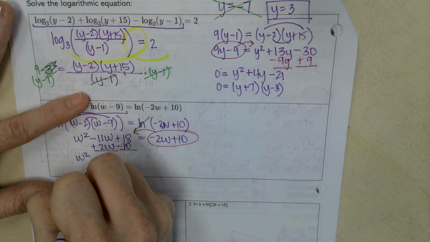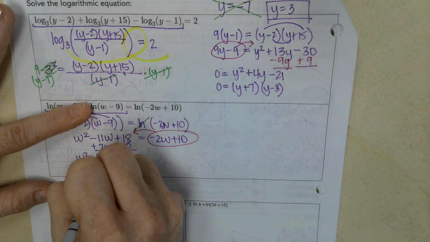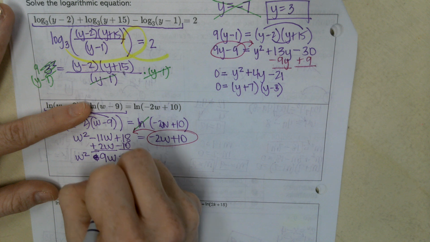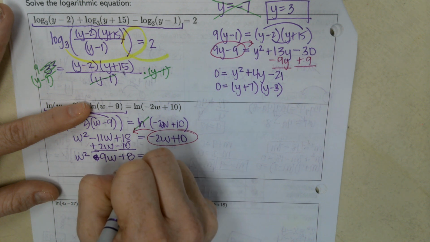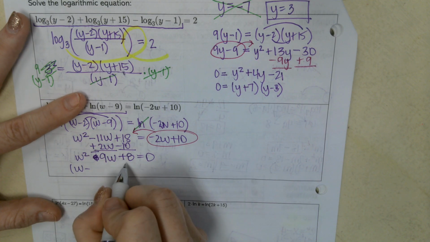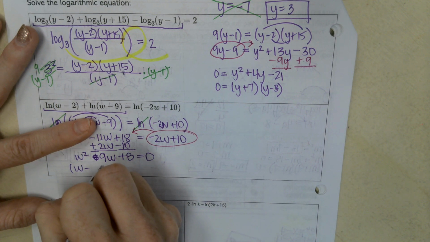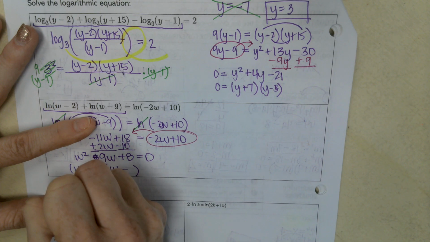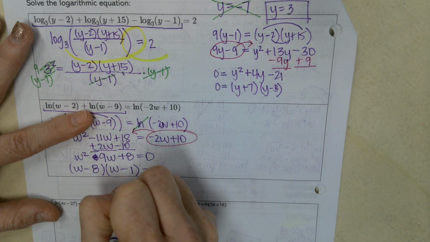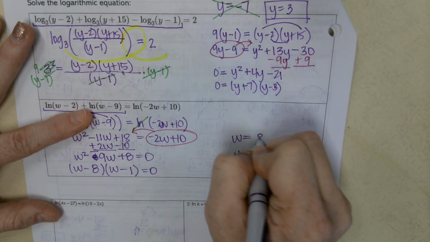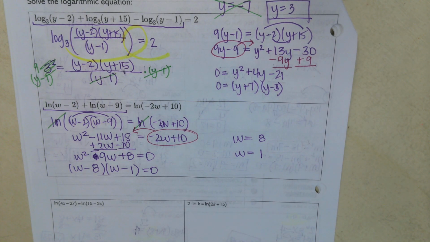So I have w squared, I'm sorry, that would be minus 9w, and then plus 8 equals 0. The two factors that multiply to give me positive 8 that add to give me negative 9 are negative 8 and negative 1. So that means my two potential solutions are positive 8 and positive 1.